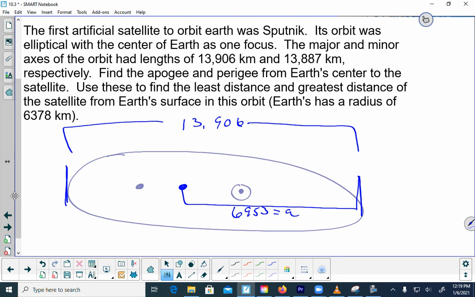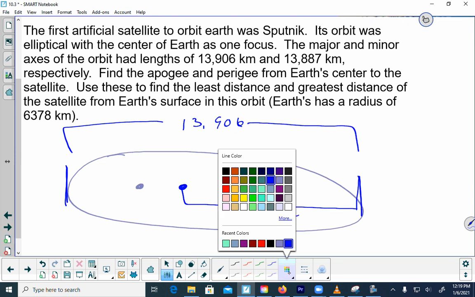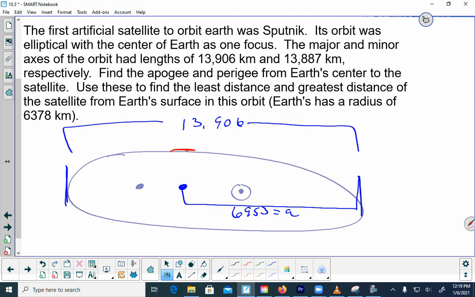Then the other one that they give me is from here to here, and that ends up being 13,887. So the length from the center to one of them is going to be half of that, and that's going to be 6,943.5, and that's going to be my letter B.